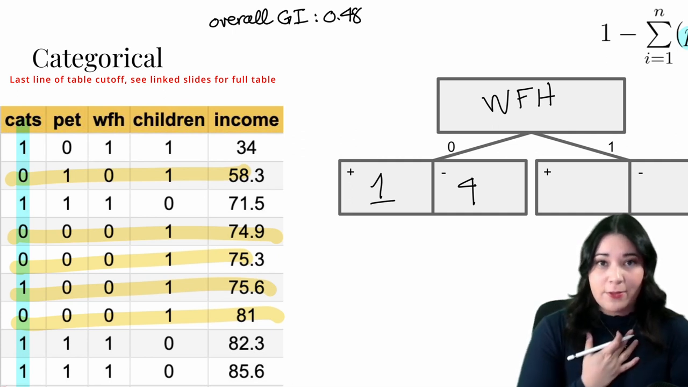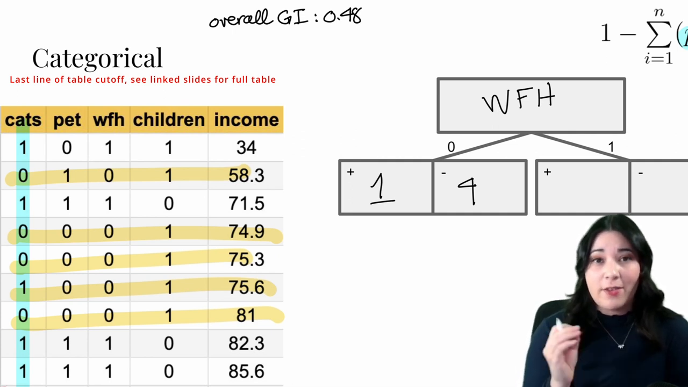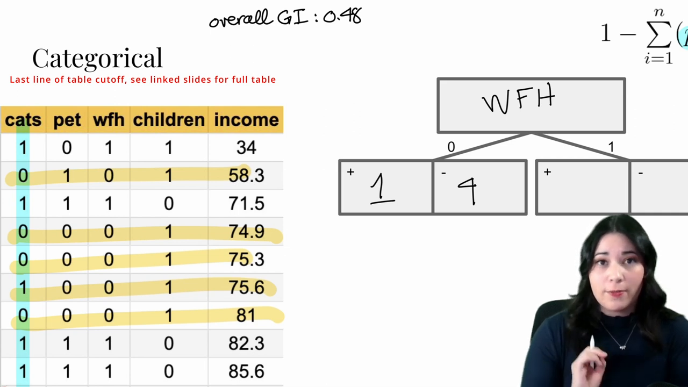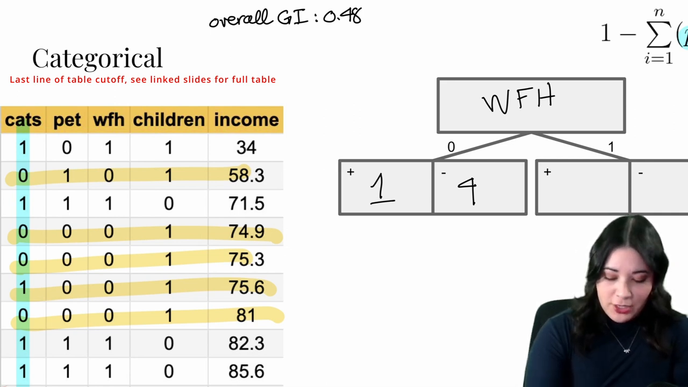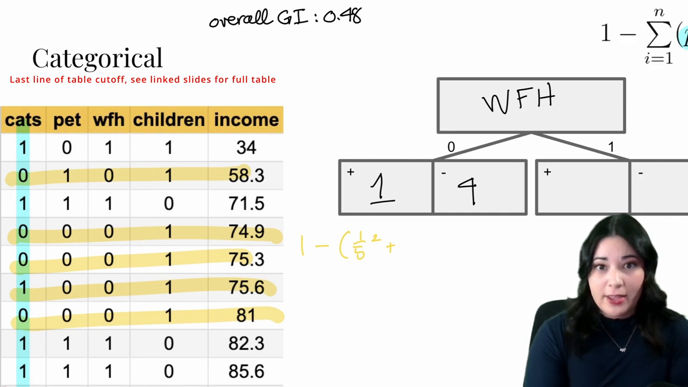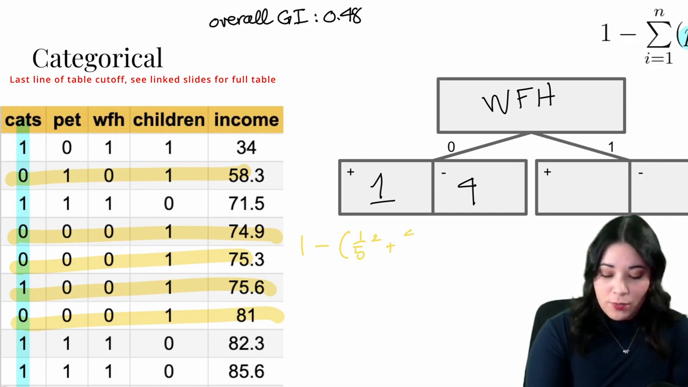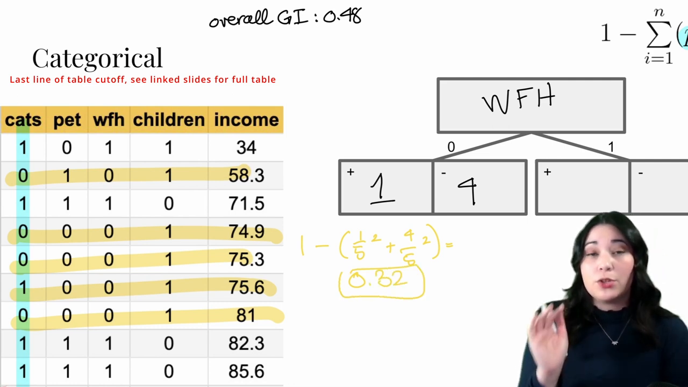In our data set for the left-hand node, the probability of having a cat is 1 over 5. So we're going to calculate the Gini impurity by saying 1 minus 1 over 5, that probability squared, plus the probability of not having a cat, which in this node is 4 out of 5. And then we'll square it. Plugging this in, we get an overall impurity of the left-hand node of 0.32.